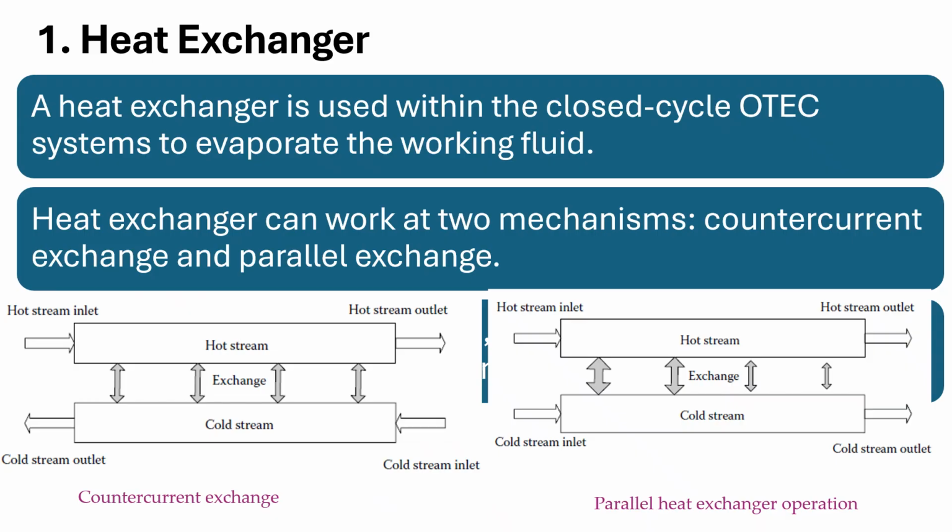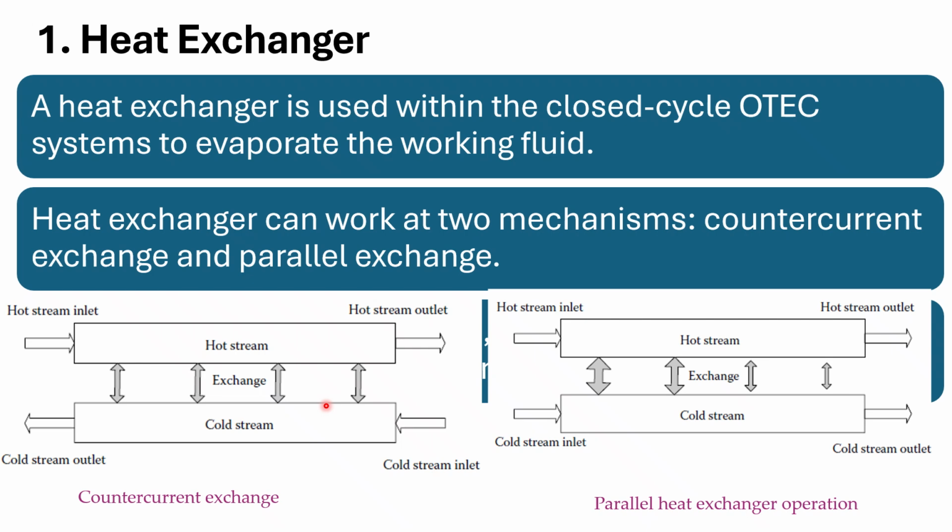First is the heat exchanger. The heat exchanger is used within the closed loop cycle of the OTEC system. This is done to evaporate the working fluid and convert it to a vapor. A heat exchanger can work with two mechanisms: one is counter current exchange and the second one is parallel exchange. So here is the counter current and this is the parallel heat exchange.